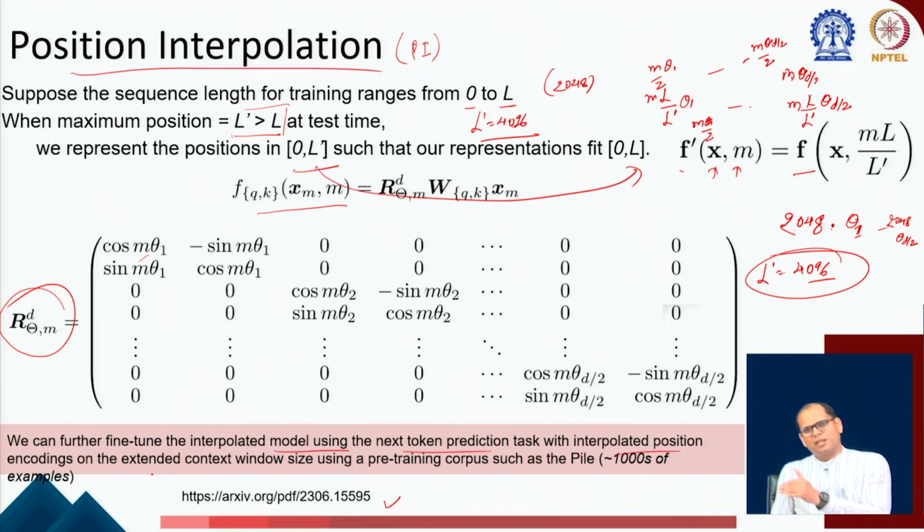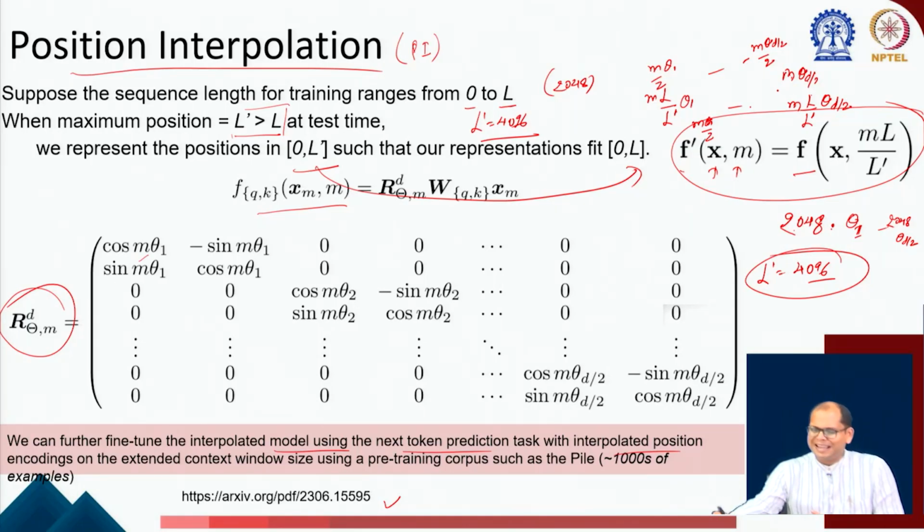So, this is the position interpolation. If I want to use a larger length, I can just use this. Effectively this will reduce the angles by a factor of L divided by L prime, where L prime by L is the effective increase that you want in your context window. So, you accordingly decrease your angles.